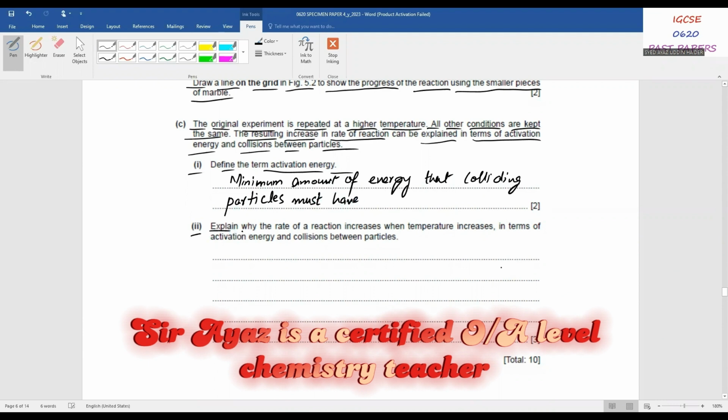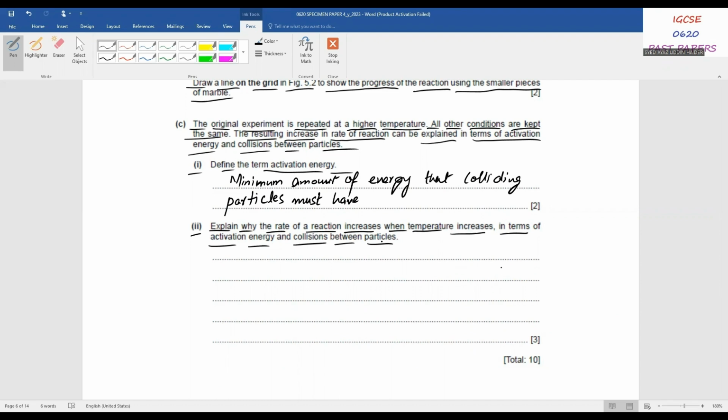Number 3, explain why the rate of a reaction increases when temperature increases in terms of activation energy and collisions between particles. They are saying that the rate of reaction increases when temperature increases. What is happening? The particles have more energy. So they will start moving faster. There will be more frequent collisions. So the particles have energy greater than the activation energy. So this is a 3 marks question.